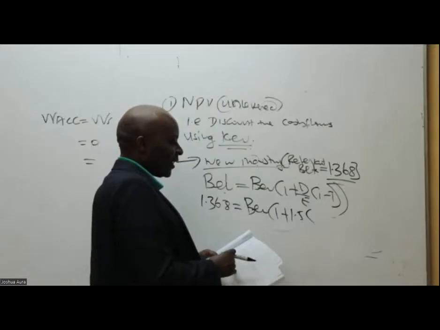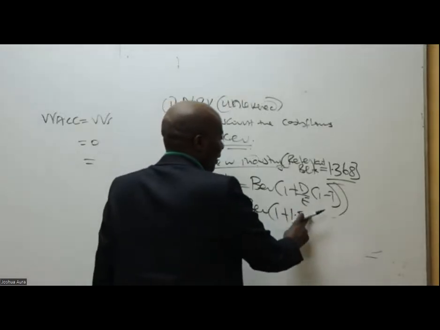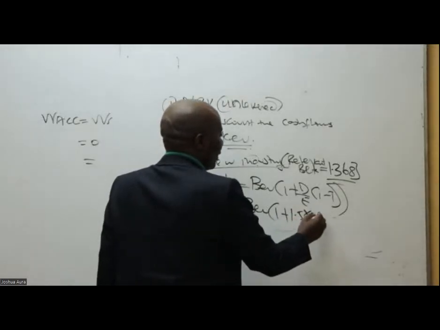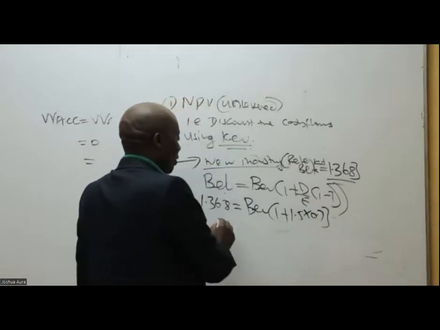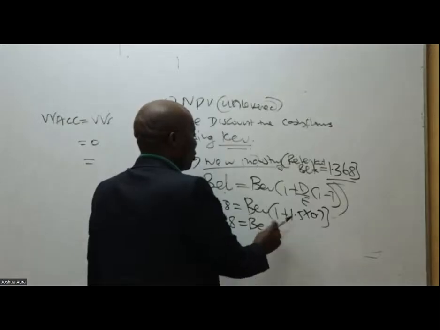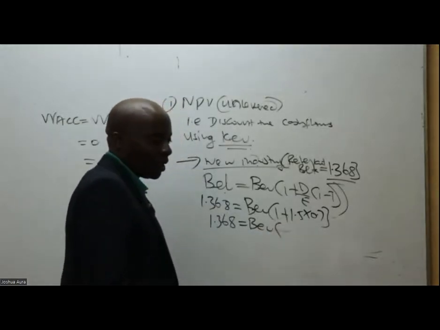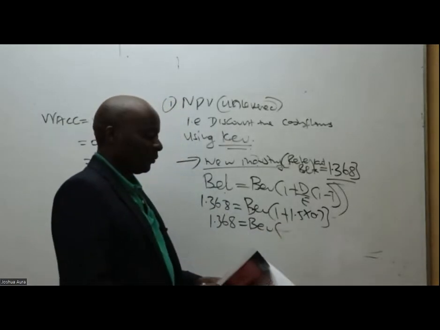The corporation tax rate is 30%. So if it's 30%, let me not waste my bracket there. This should be 0.7. So then 1.368 equals beta unlevered times this and this. It gives me what figure?